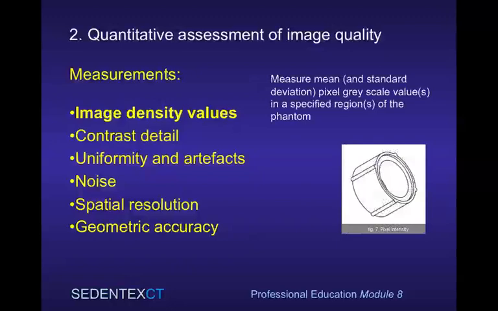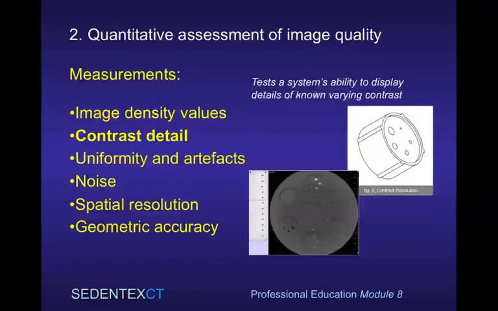In terms of image density values, this uses an insert which is homogeneous, and what we do is measure the mean and standard deviations of pixel grayscale values in a specified region of the insert. Contrast detail measurements test a system's ability to display details of known varying contrast. In the photograph on the bottom right of the screen, you'll be able to see an example image from a phantom where we're doing contrast detail assessment.